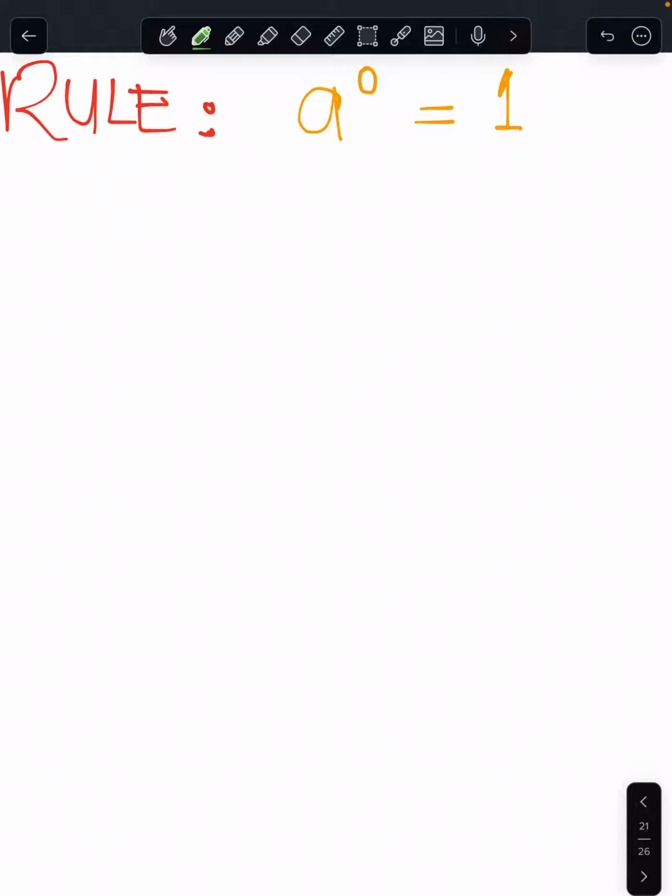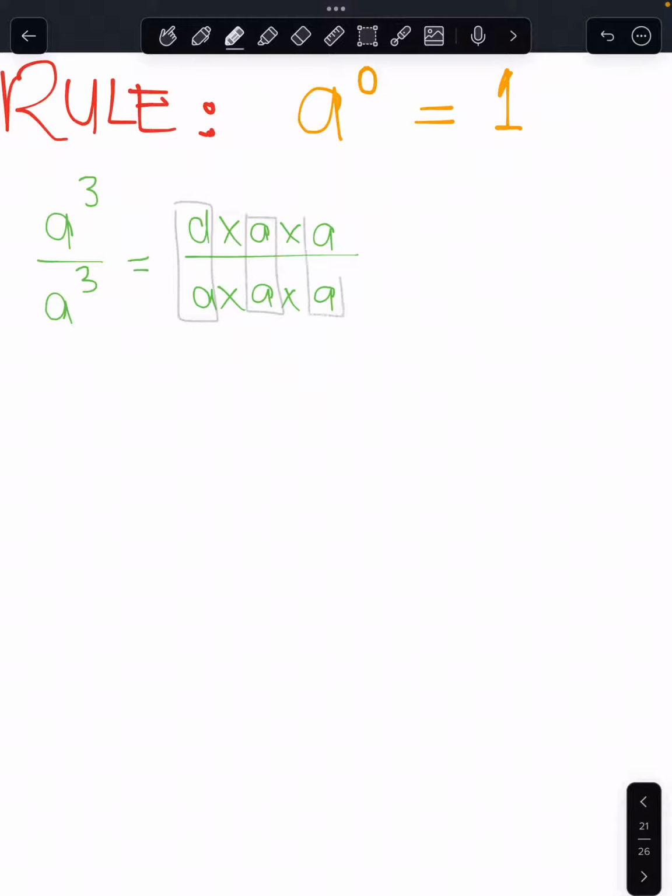The first one is, suppose we have a to the power of 3 divided by a to the power of 3. Using the logic that we used for the division rule, this is the same as a times a times a divided by a times a times a. So this is a scenario where all the a's get paired up, right? So this is then just the same as a over a times a over a times a over a, right? Each of these ends up being a 1. And so you just have 1 times 1 times 1, which is 1, right?